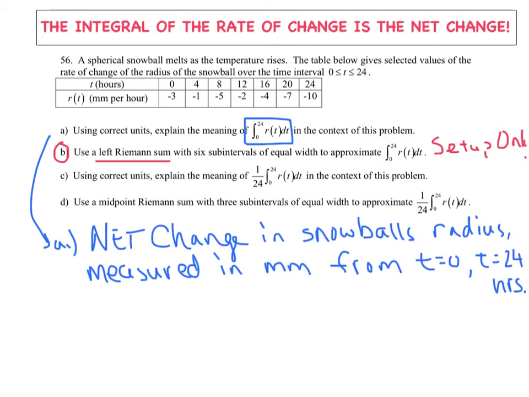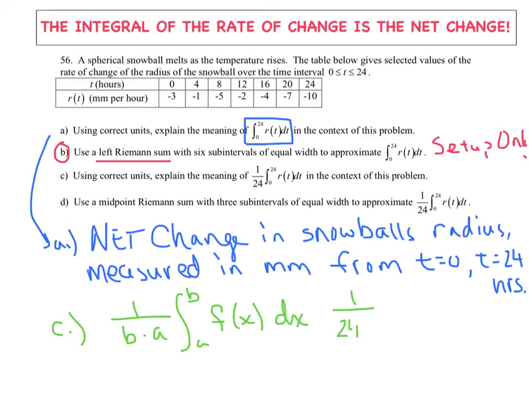Changing colors here. Now, again using correct units, let's explain the meaning of this new integral. The big difference, if you compare it to the one in part A, is that now we've got this coefficient. I want to ask myself, what impact does that coefficient have? Well, it's a beautiful coefficient because it matches up perfectly with the average value formula that we saw the other night. If you're thinking of 1 over b minus a times the integral from a to b of some function, and that told you the average value of that function, it matches up really nicely. This is like 1 over 24 minus 0, times the integral from 0 to 24 of r of t.